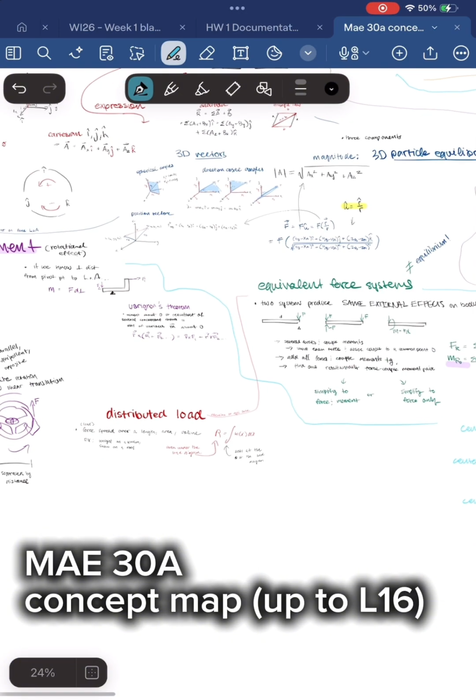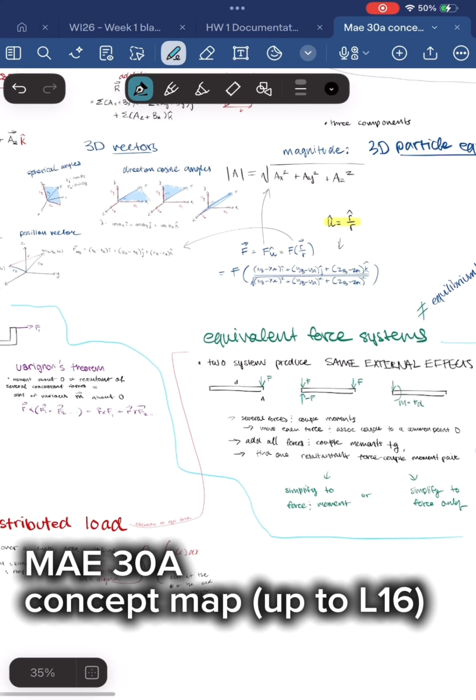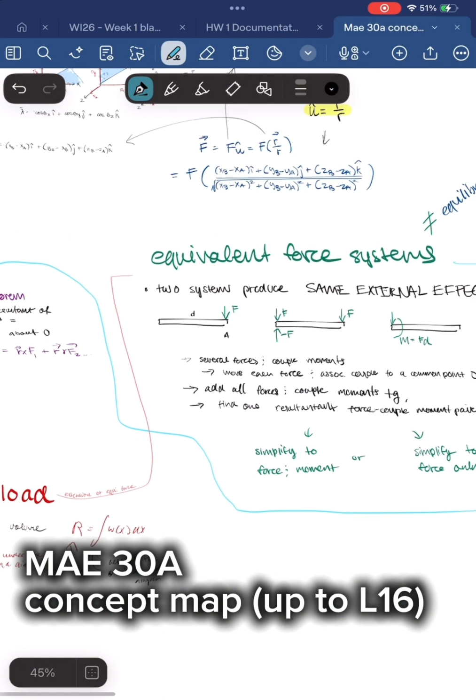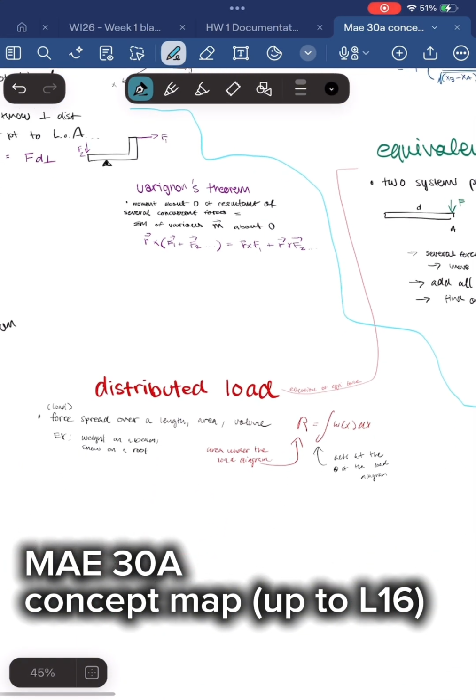In this way, this is related to how before we would replace many forces with one resultant, which is exactly what the distributed load idea is doing. Taking the whole load and replacing it with a magnitude at a certain point.